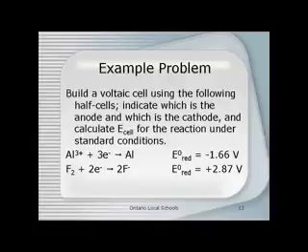Now when we want to choose the half reaction that's going to occur at the anode, we want to choose the less positive reaction in terms of reduction potential, and it's real obvious here. Negative 1.66 is much less positive than positive 2.87. So aluminum is going to be oxidized at the anode.